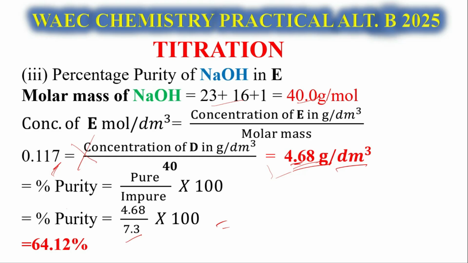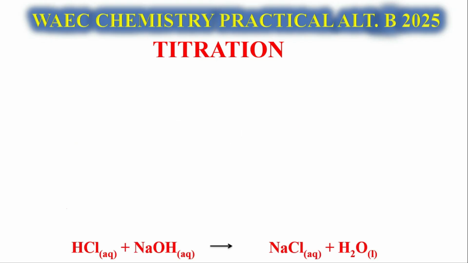64.12%. Another way you can approach this is if you don't want to convert the mole per dm³ of the pure to gram per dm³ to be on the same unit with the impure, then you convert the impure from gram per dm³ to mole per dm³ so that it can be on the same unit. But it's okay. This one is very, very easy for me, so I just follow this. I also teach my students how to undo that. Let's quickly go to the next question.